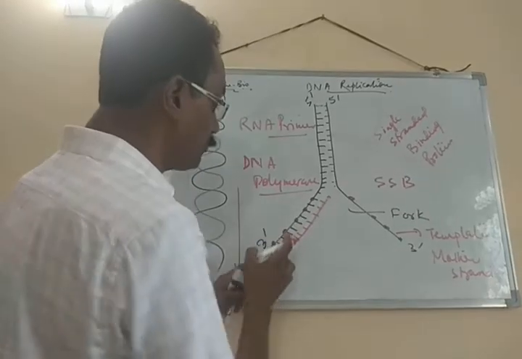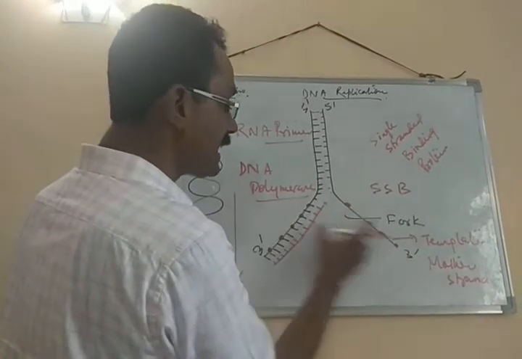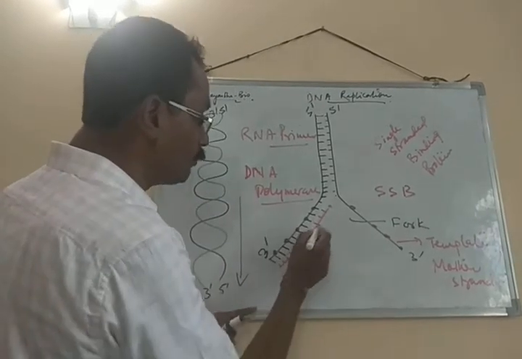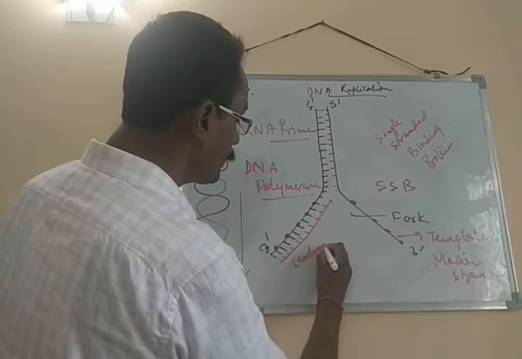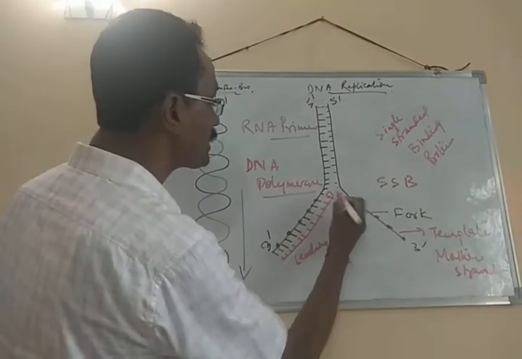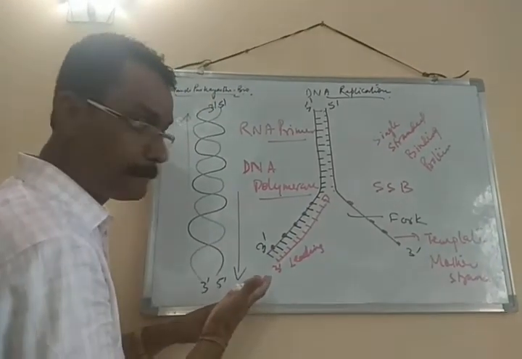Two strands will be formed because the two strands of the original DNA are separated. Definitely two new strands will be coming. One strand will be leading. This is called the leading strand. It is 3' to 5', and its work is from 5' to 3'. It works from 5' to 3'.